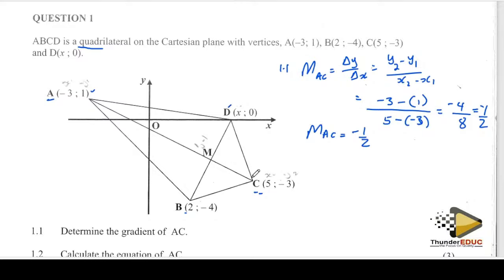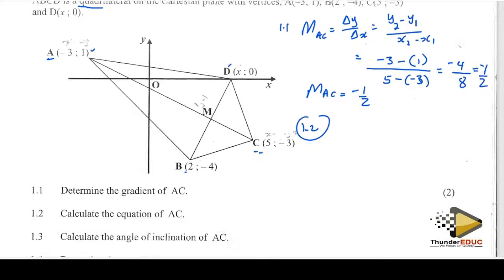All right, so then 1.2. They want us to get the equation of AC. We need to find the equation of the line AC. So I normally prefer using y minus y1 is equal to m into x minus x1. You could use mx plus c, no problem.